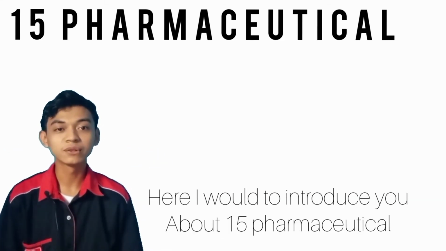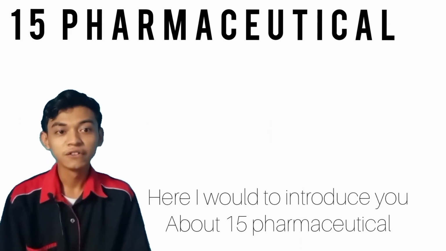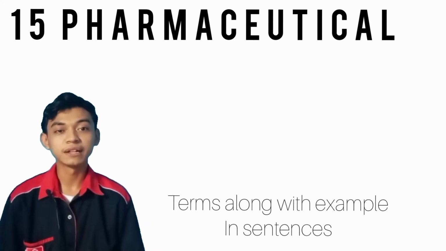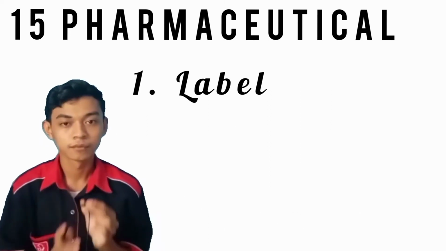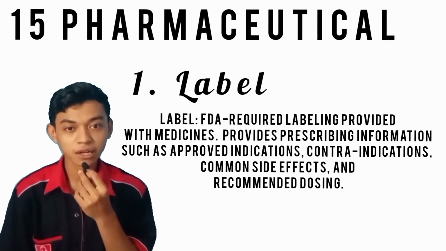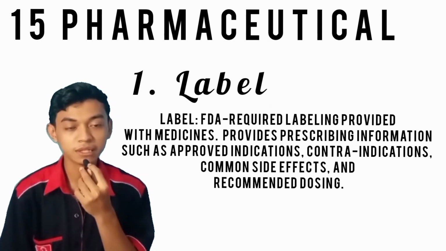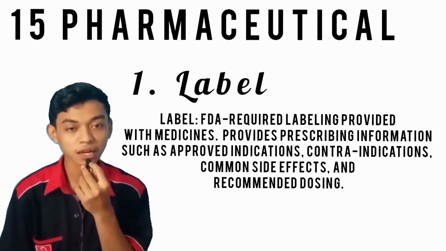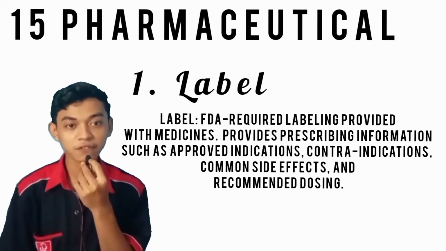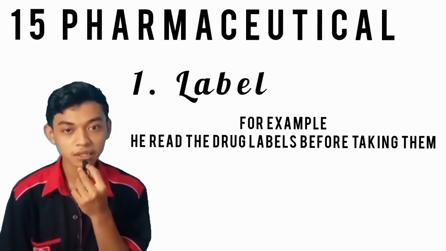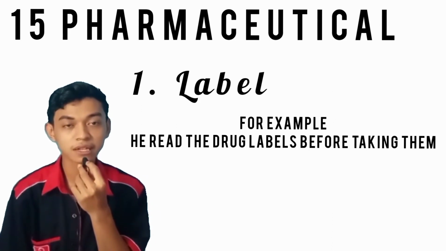Here, I would like to introduce you to 15 pharmaceutical terms, along with example sentences. Number 1. Label. Label is FDA required labeling provided with medicines. Provides prescribing information such as approved indication, contraindication, common side effects, and recommended dosing. For example, he read the drug labels before taking them.